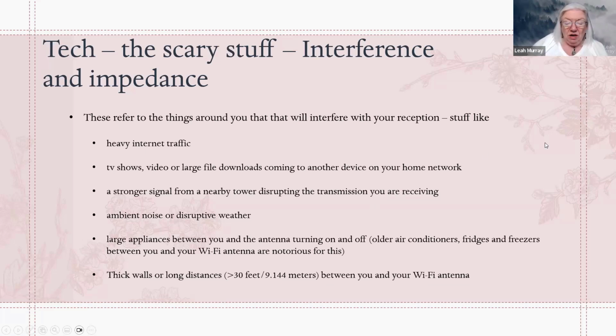And thick walls or long distances, distances that are 30 feet or 9 meters away from your Wi-Fi antenna, will also be subject to interference. Thick walls, usually Wi-Fi signals can't get through concrete. Most of the time, they do okay with just drywall and studs, but a lot of places now are built with much heavier walls than they used to be. So sometimes that makes a mess of things.